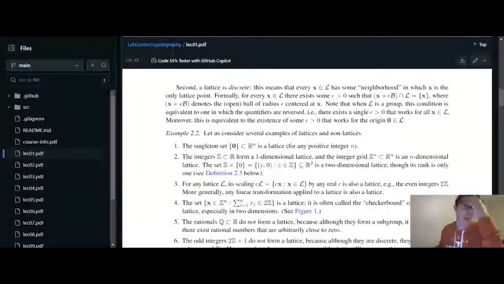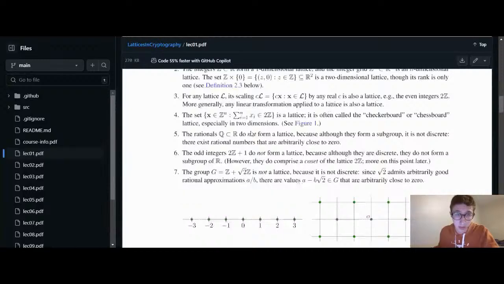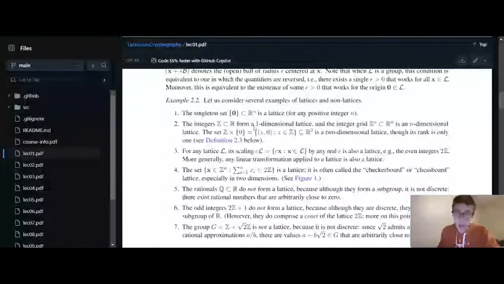All it's saying is that if your lattice is a group, like the one I just showed you, the same value of epsilon will apply to all points of the lattice. That's pretty cool. So let's look at some examples. Let's write some notes.